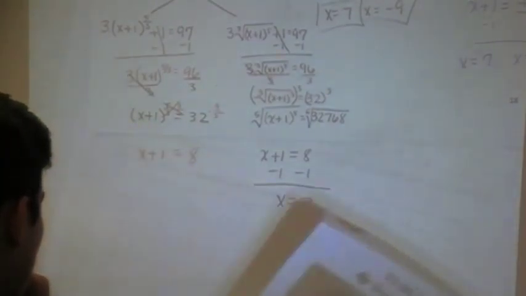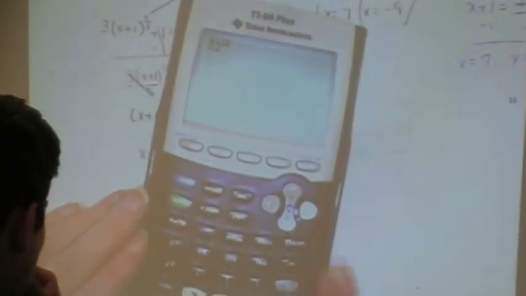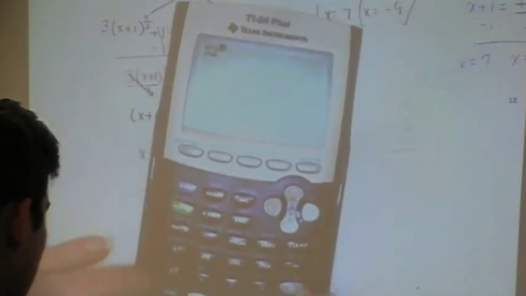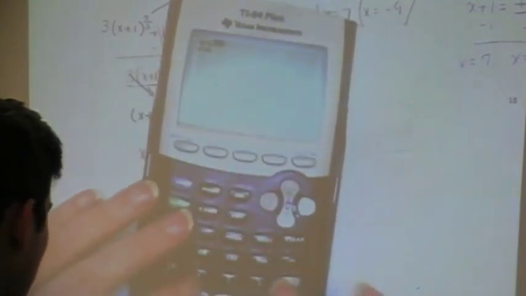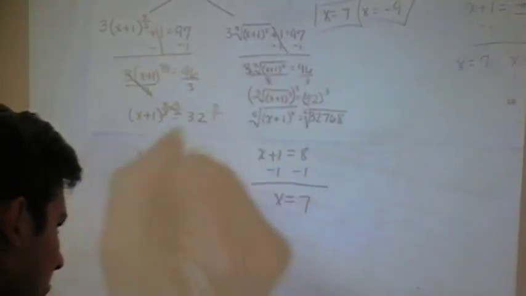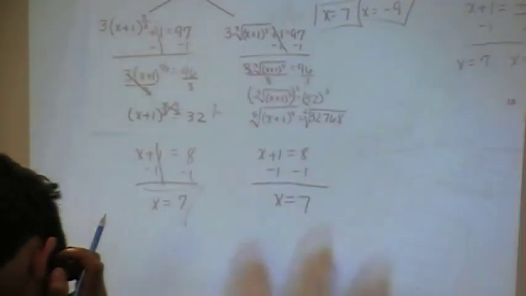So 32 raised to, you can use the fraction part if you want to, or you can write it as a division problem, it doesn't matter. Was it 5/3 previously? And then subtract it. And that's it. So it doesn't matter which way you do it, and I don't really care.